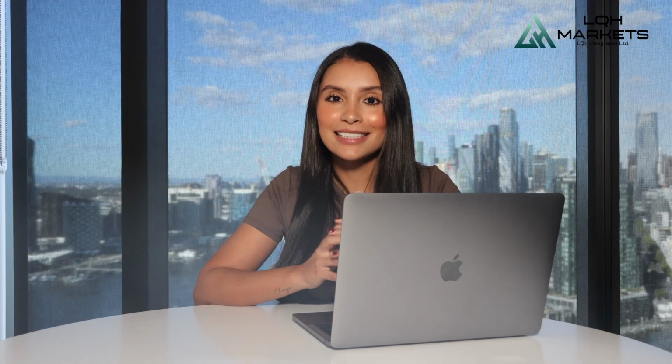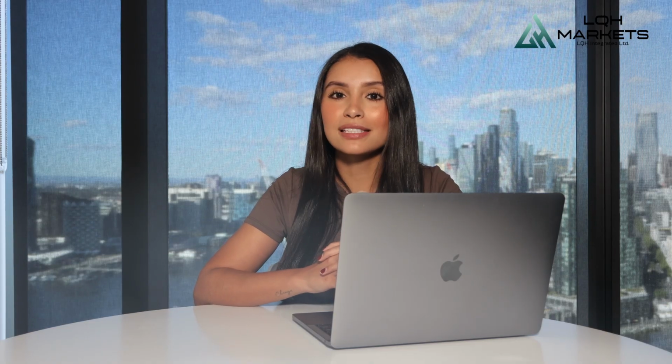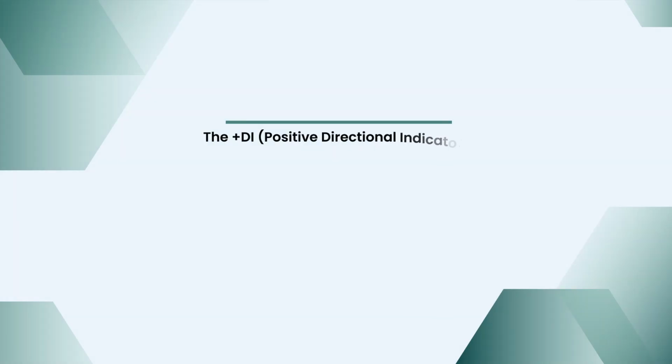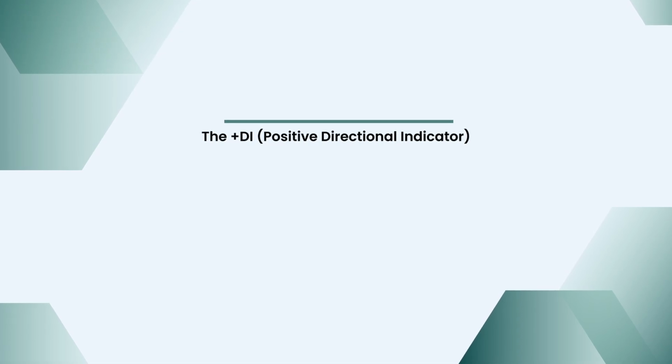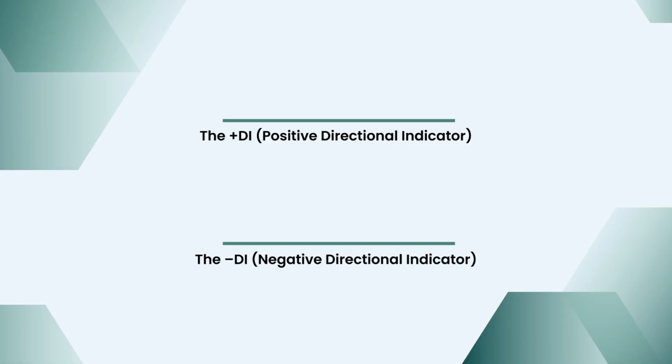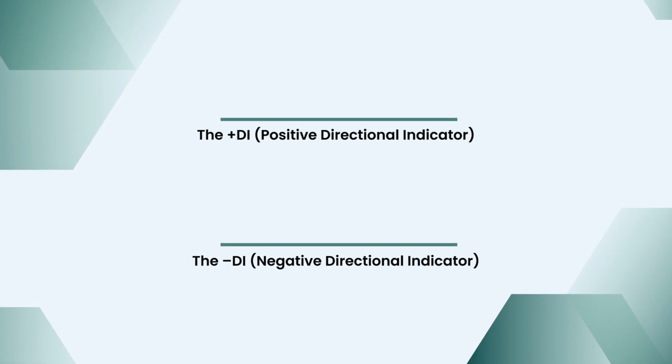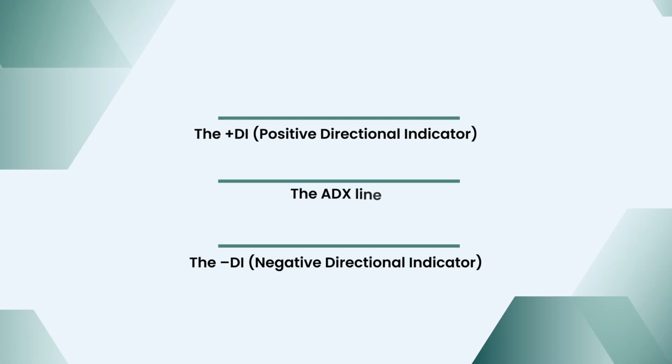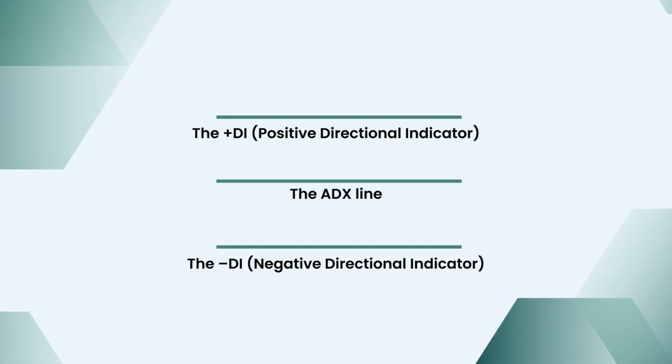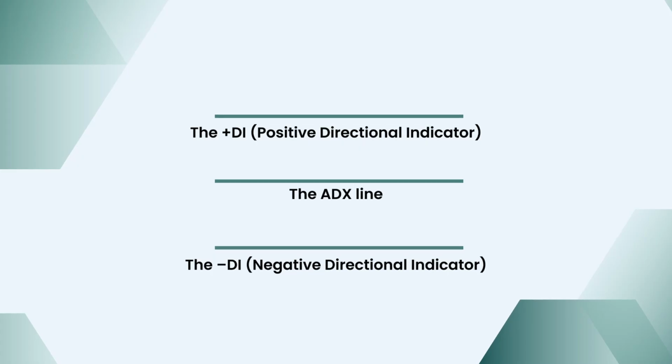Technically, the ADX is part of a system with three lines. The plus DI, positive directional indicator, shows bullish strength. The minus DI, negative directional indicator, shows bearish strength. And the ADX line itself measures the overall intensity of the trend regardless of direction.